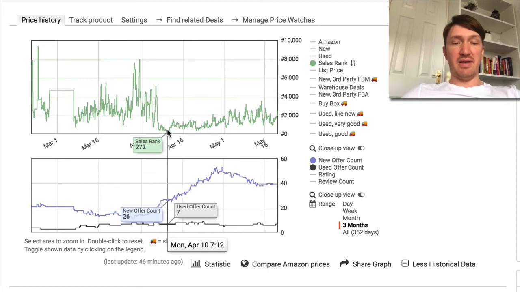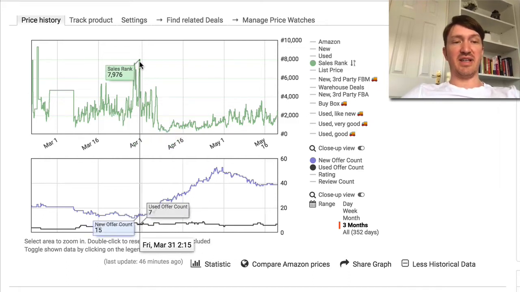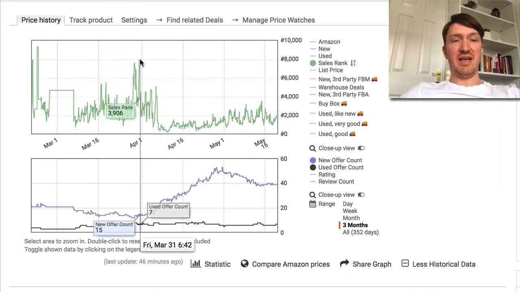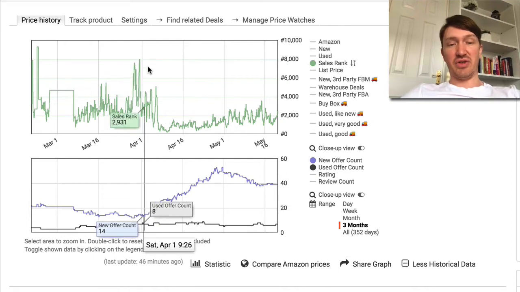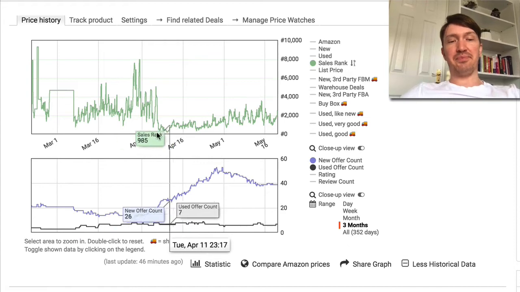Okay, here it got real healthy. Look at this. This is one of the best selling toys in its category. Anything that's in the top few hundred is selling like hotcakes. But even when it's slower selling, like 7,900, it's still a good seller. So that's what this green line can tell you, this best sellers rank.